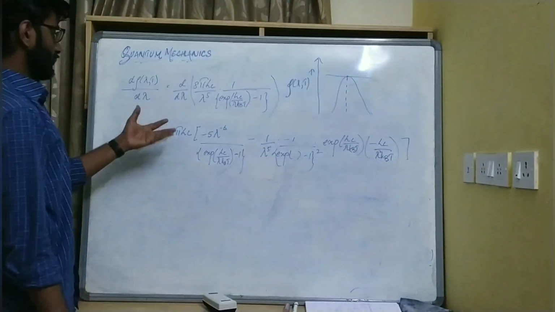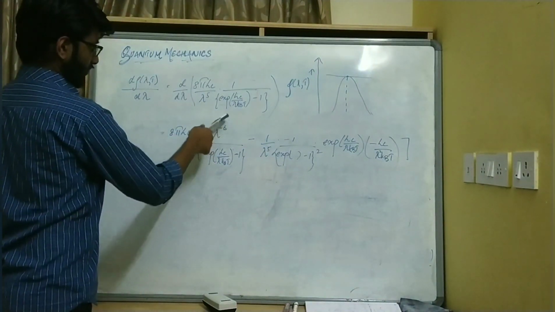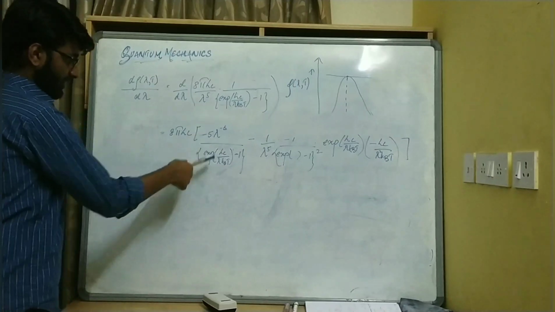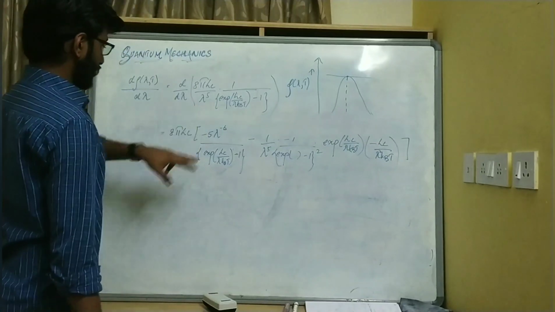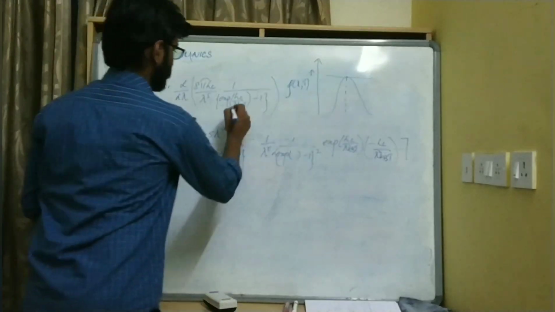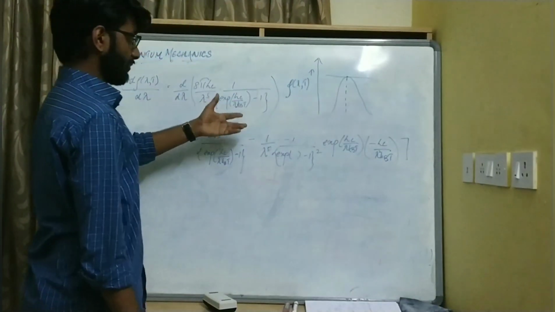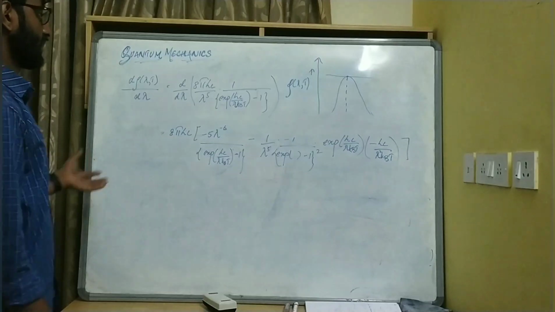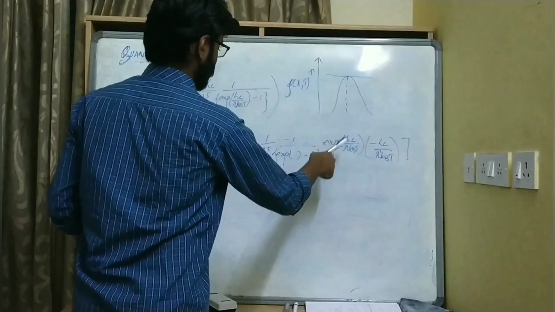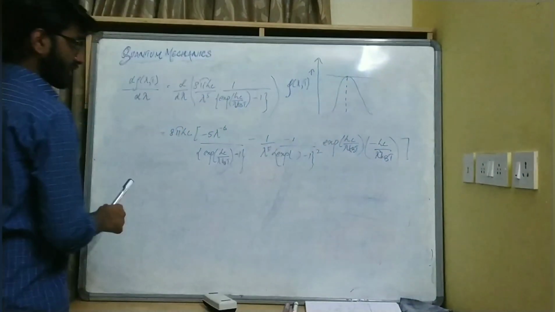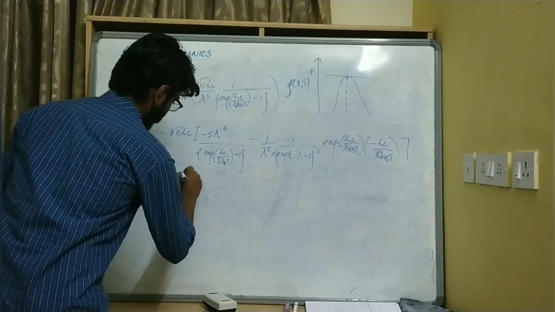It's like using the product rule. So it's lambda to the power 5, derivative of lambda to the power minus 5 gives you this, keeping this constant. Then you keep this constant and take a derivative of this expression. The derivative of e to the power x is e to the power x, and then taking the derivative of this term. So it's like getting this expression as a whole, and then you can get 8 pi hc.